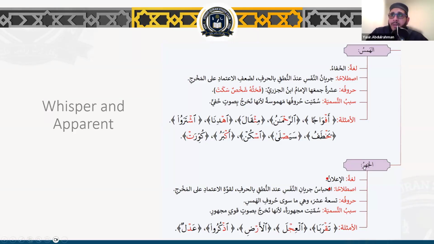The opposite to it is the apparent letters. Now, al-jahr linguistically means announcement, being very loud, clearly saying something. But in tajweed, it means the blockage of the air flow when you pronounce the letter, because when you're hitting the articulation point, you're hitting it so hard that there is no more air coming to pronounce the letter. And this one applies to the other 19 letters.